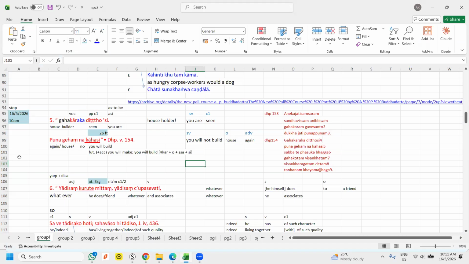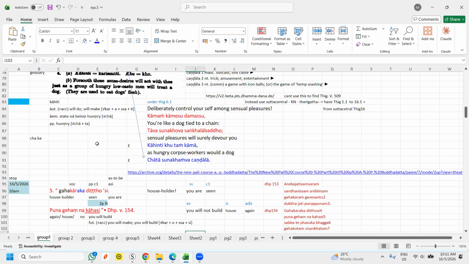The second line is a continuation of this line. Puna is again gehang. That means the word na kasi. When you look at here, this is second person future, kasi.